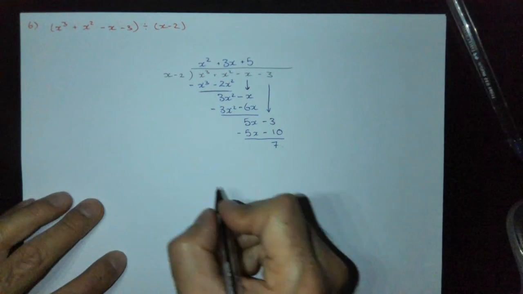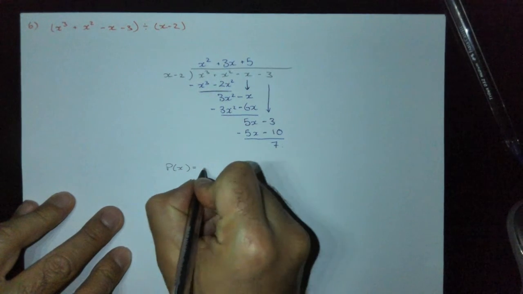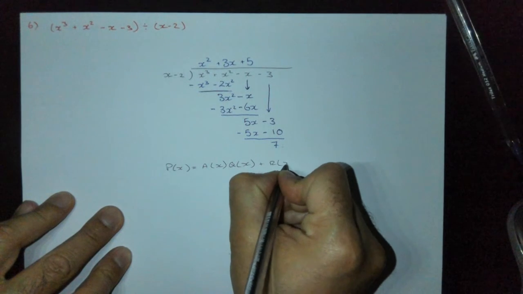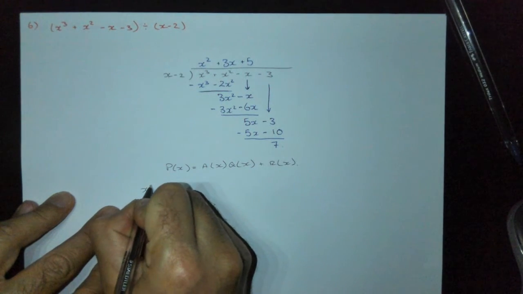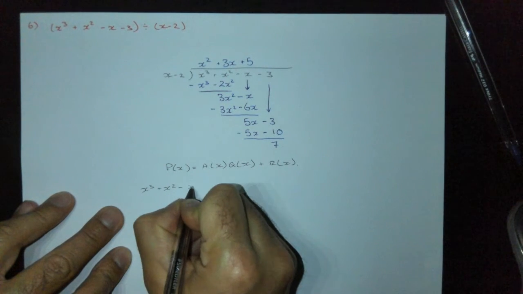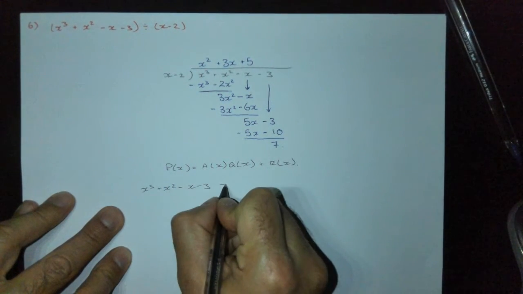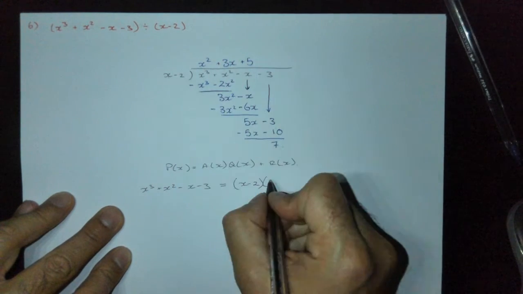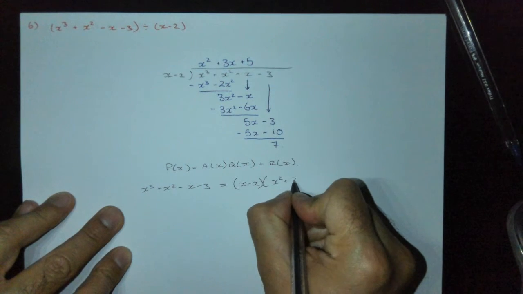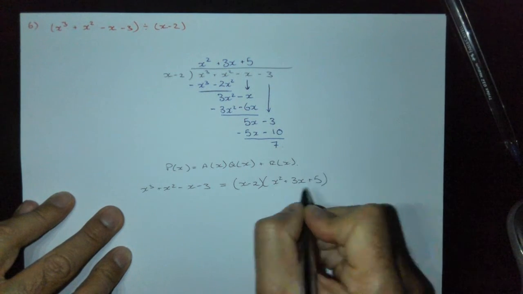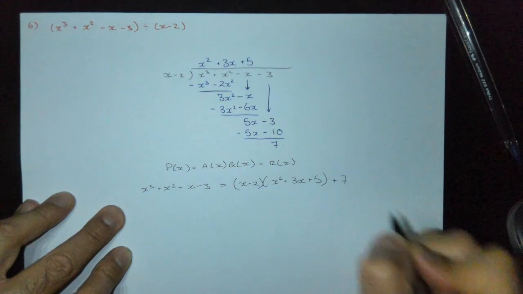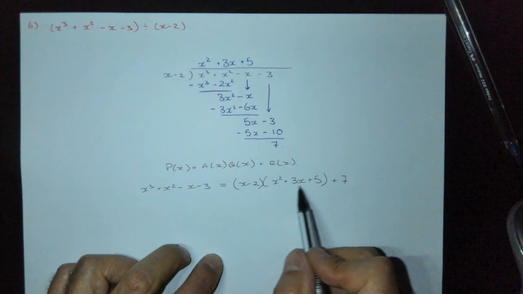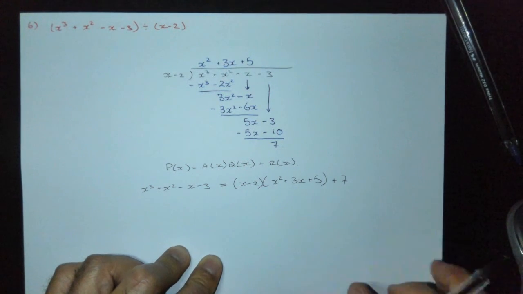So remember writing it as p of x equals a of x multiplied by q of x plus r of x. So x cubed plus x squared minus x minus 3 is the same as x minus 2 multiplied by x squared plus 3x plus 5, plus the remainder of 7. Okay. And now, if this was able to be factorized, I would factorize it, but I can't, so I'll leave it. That's the answer for that question.